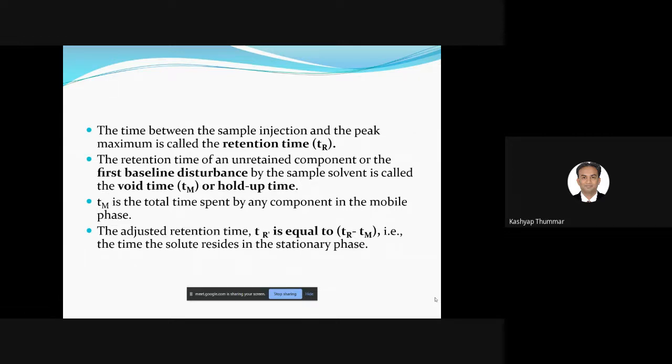So there are two things: does the analyte reside in the stationary phase or in the mobile phase? So during the adjusted retention time, the solute resides in the stationary phase, and before the hold up time, or before the void time, the analyte is in the mobile phase.